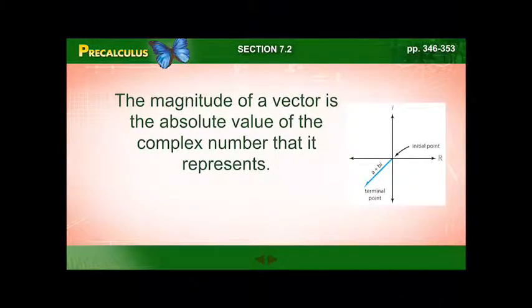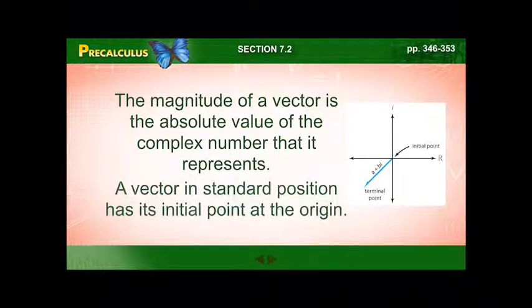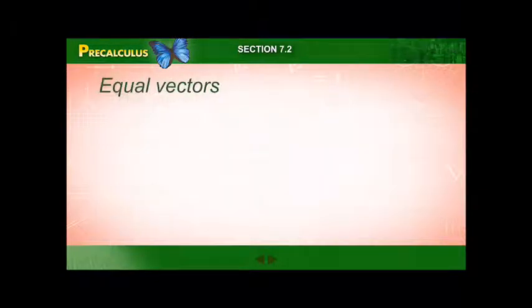The magnitude of a vector is the absolute value of the complex number that it represents. Hopefully, y'all understand this is almost exactly the same definition as the modulus. So the magnitude of a vector is always going to be equal to the modulus. A vector in standard position has its initial point at the origin itself. So again, the starting point is always going to be the origin, the 0, 0 point.